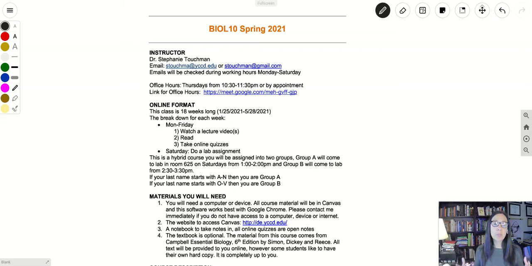When you come, make sure you have your mask on. We are going to stay 6 feet apart. So there's going to be 2 people per table in the corners because there's 6 feet between the 2 corners. We're not going to be talking in the lab.